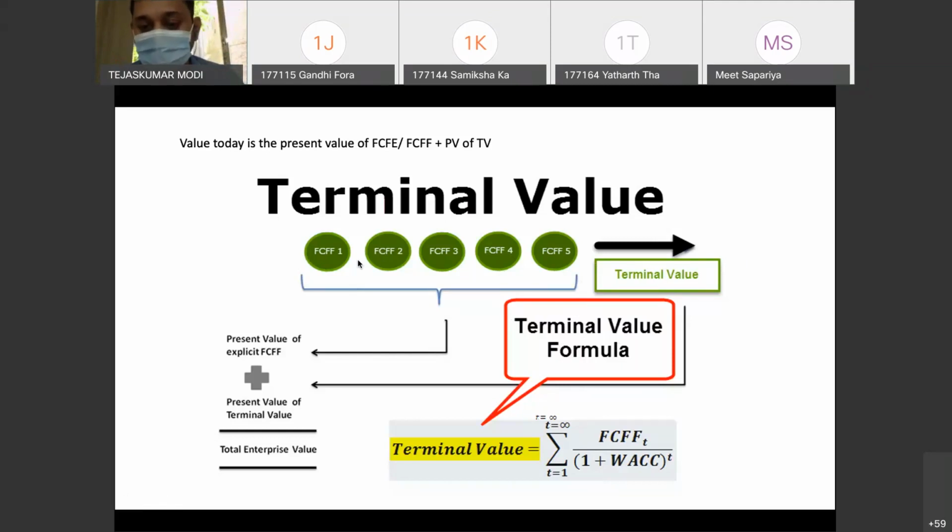Yes, please ask questions, because I don't know whether you have heard this term terminal value or not. So can you repeat the terminal value? What does it mean? Sure.